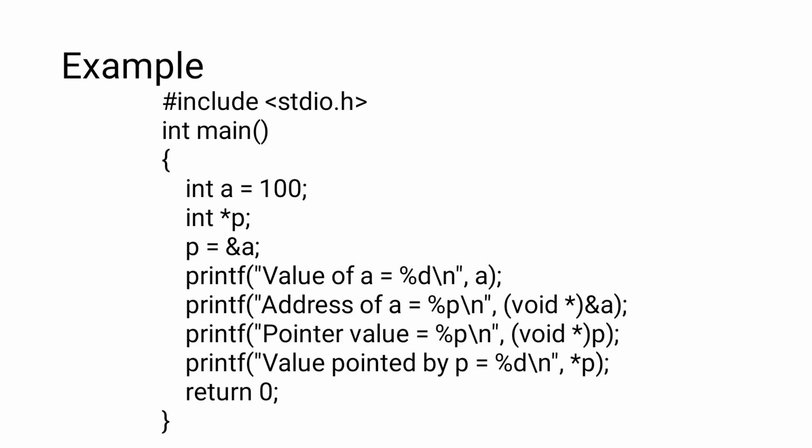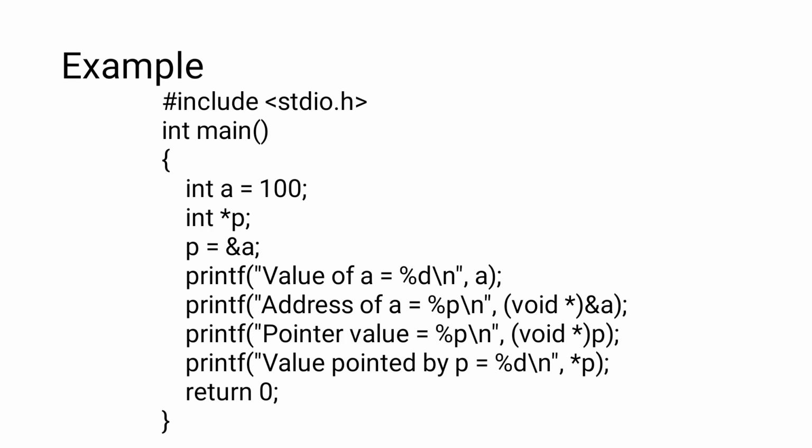In the next line I am displaying the pointer value. So printf pointer value equal to percentage p and \n, then void star of p. This displays pointer value equal to, what is my pointer value? In p we are storing the address of a, so that will be displayed here. Next I am going to display the value pointed by p. That means in p we are storing a's address. So what is inside a's address? That is what I am going to display now.